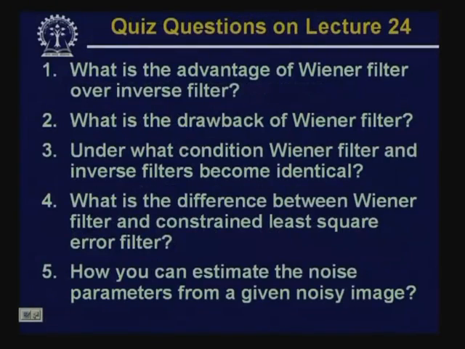Now, let us have some questions on today's lecture. The first question is, what is the advantage of Wiener filter over inverse filter? The second question, what is the drawback of Wiener filter? Third, under what condition do Wiener filter and inverse filter become identical? Fourth, what is the difference between Wiener filter and constant least square error filter? And the last question, how can you estimate the noise parameters from a given noisy image or from a given blurred image? Thank you.